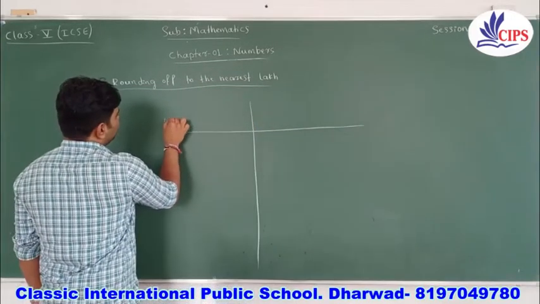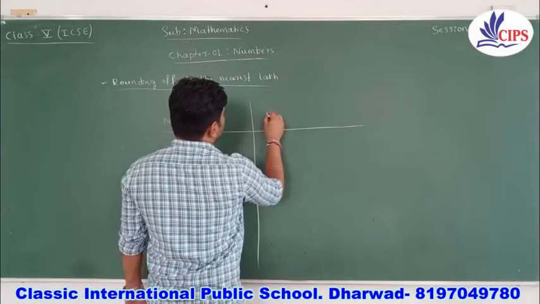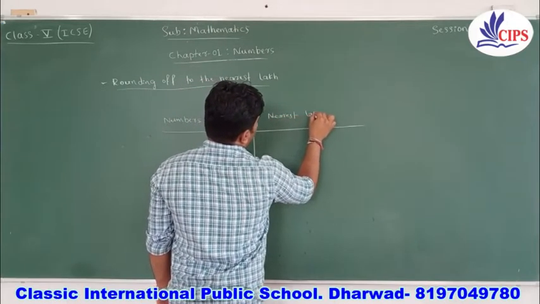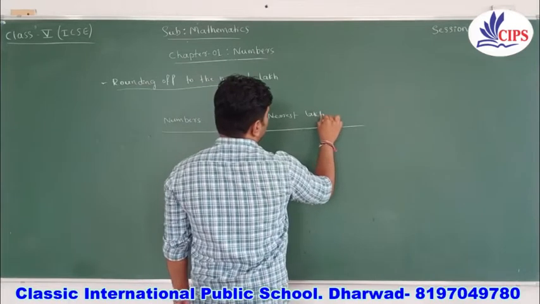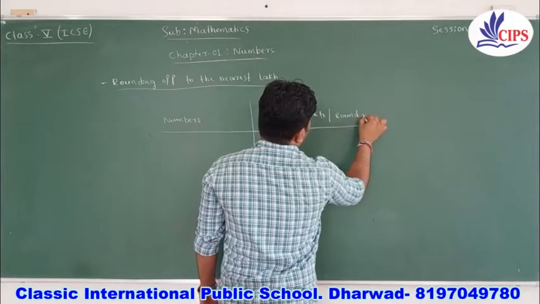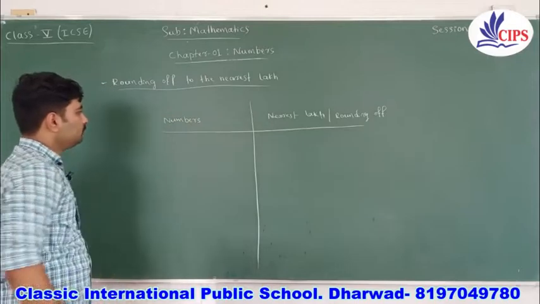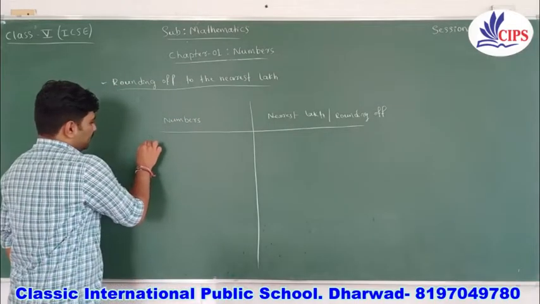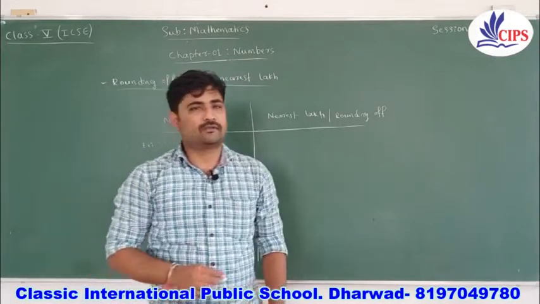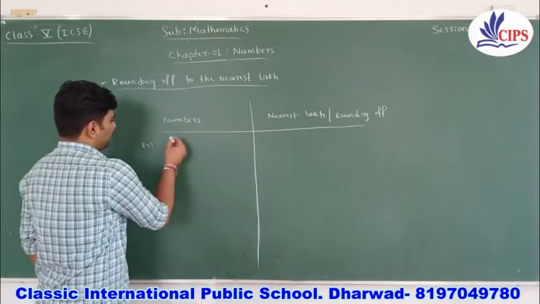On one side I am going to take numbers, and on the other side its nearest lakh. Or we can also call it rounding off. Now, an example. Lakh means a 6-digit number. For a 6-digit number, let me take one example.